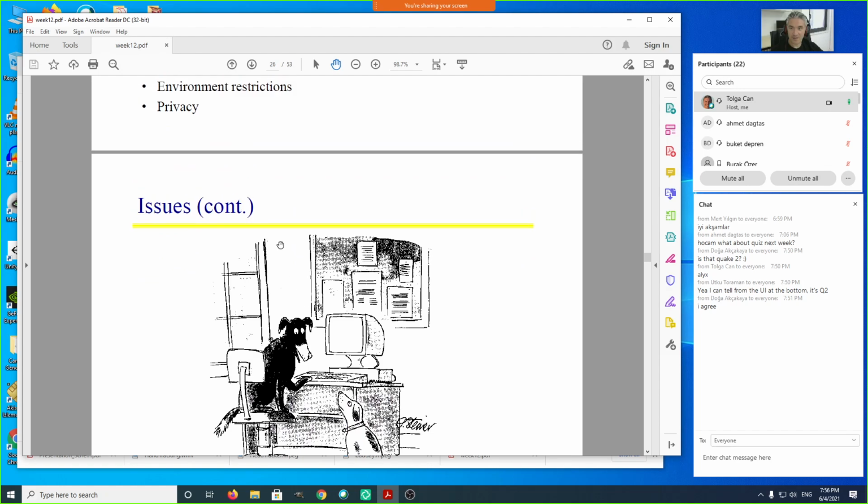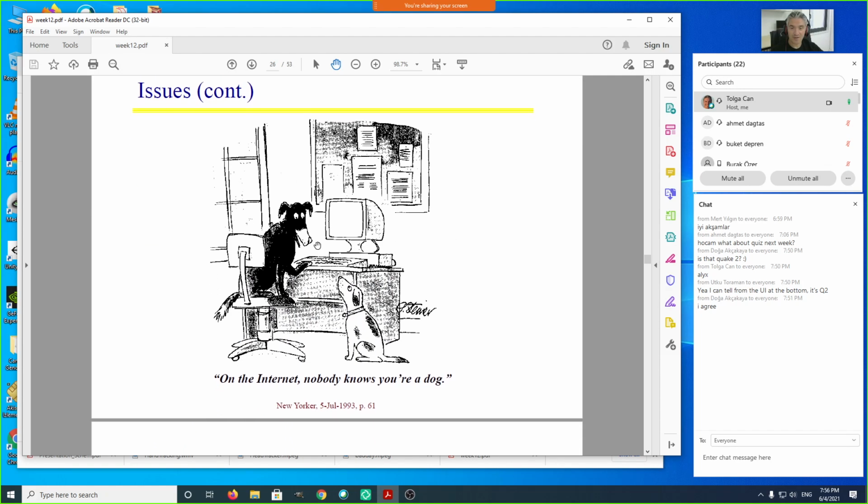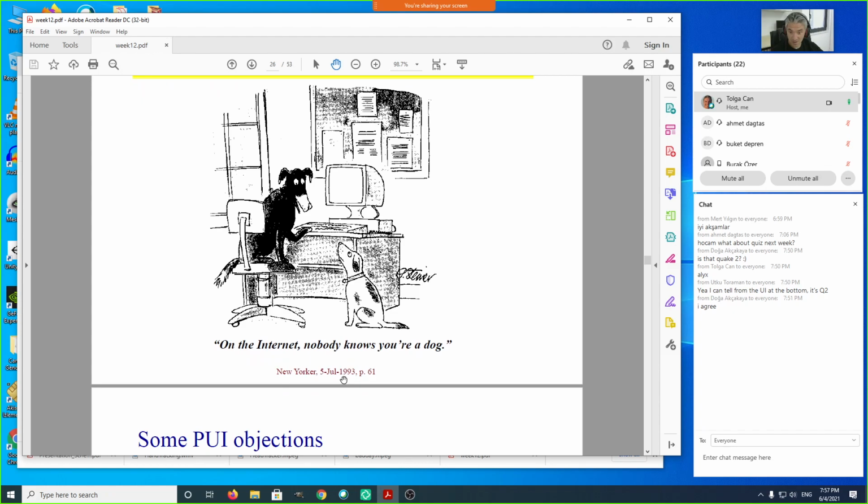And here is a cartoon about privacy. So these are two dogs behind the desktop. Probably there was no Twitter or Facebook back then, but if they know how to use a computer, they can be just regular users on Twitter or Facebook. On the internet, nobody knows you're a dog. So they're taking advantage of this. This is a cartoon about privacy that appeared in 1993. Look at this. The internet was not that widely available for everybody in 1993.